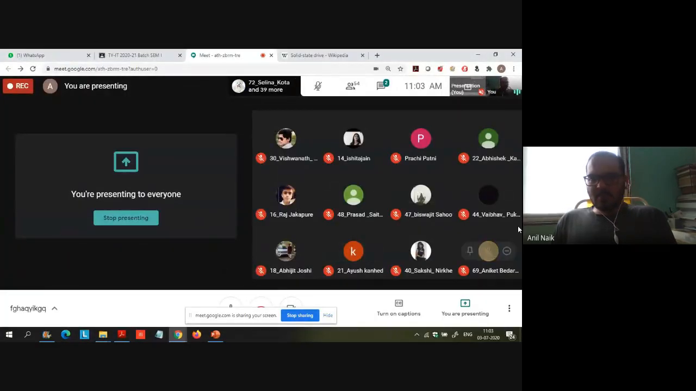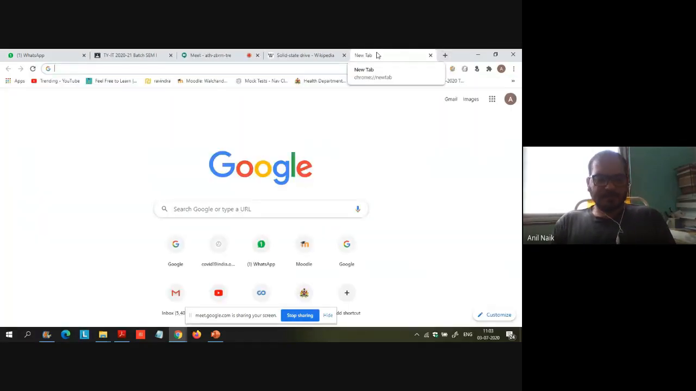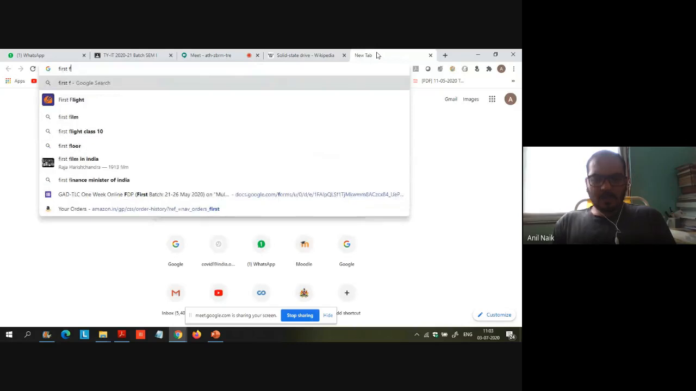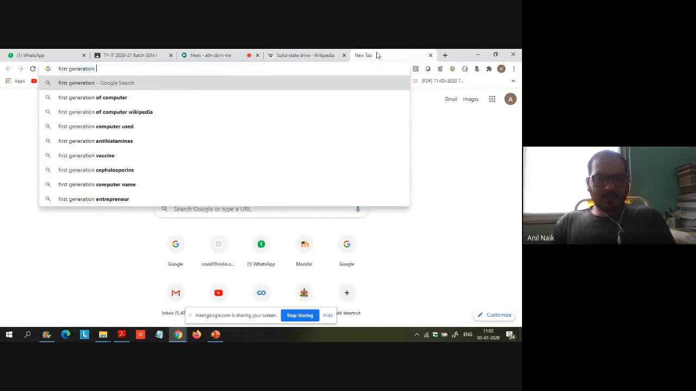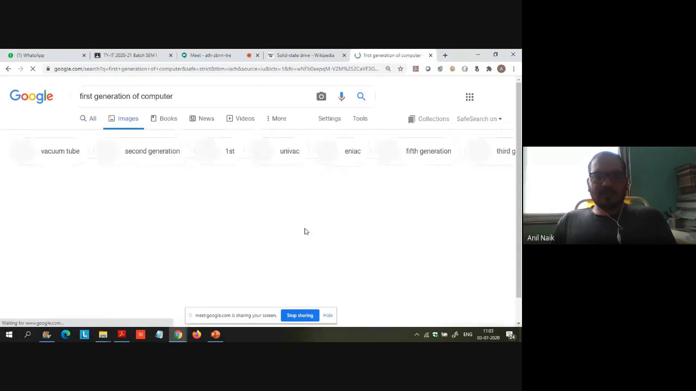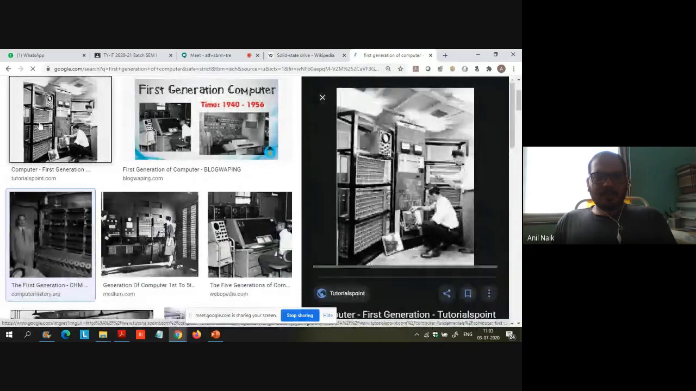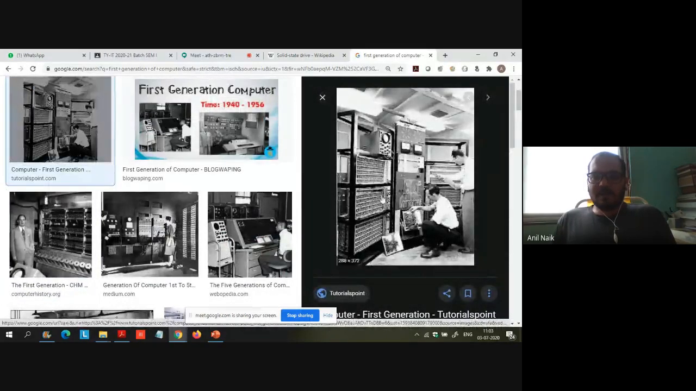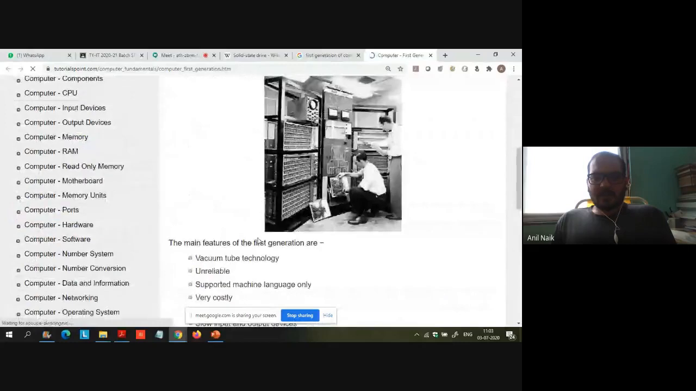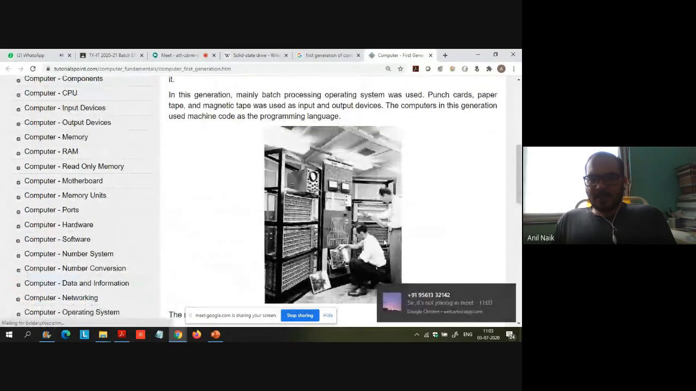Can anyone tell the different generations of computers? First generation to fifth generation. First generation of computers, such large size computers. So these are the man. He's working in a computer. So he's doing some maintenance.